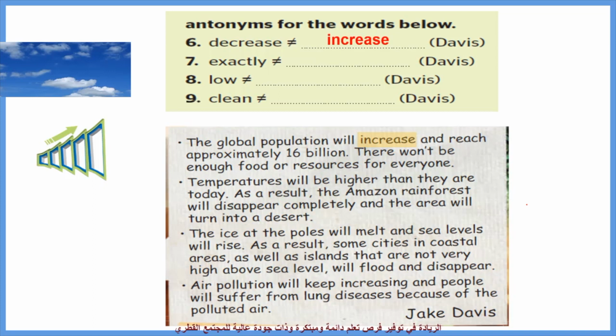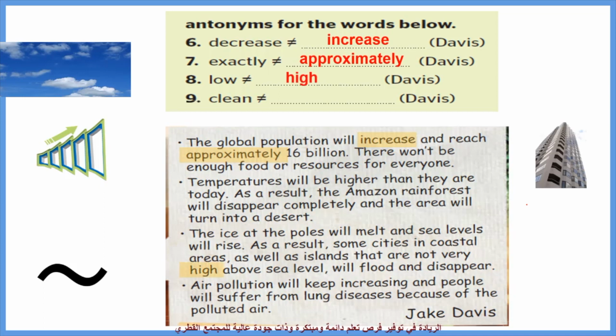Number 7, exactly. Exactly means a specific amount. What is the opposite of exactly? Approximately, about. Here it says that the population will reach approximately 16 billion, about 16 billion. Number 8, low. What is the opposite of low? Excellent, high. The last word is clean.